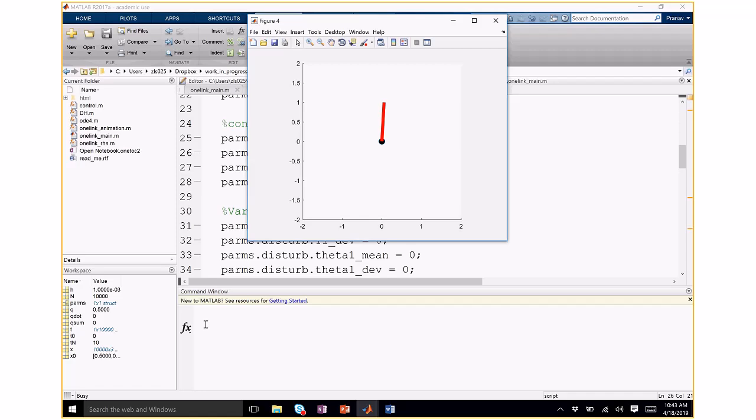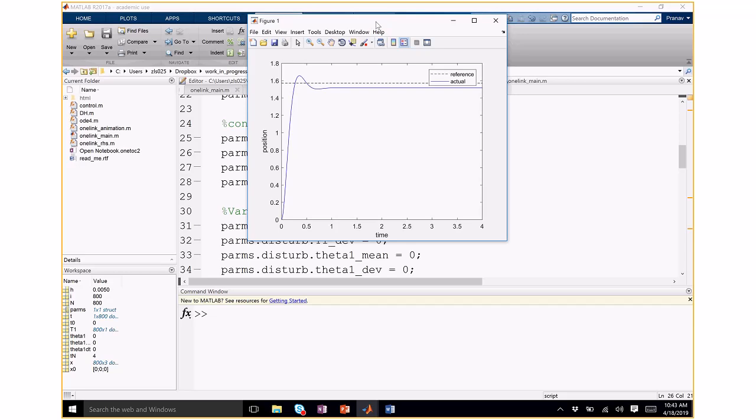Okay, it's still simulating. Okay, done. This is figure 4. Let's close that. This is the position. You can see the error. So I'm trying to go to pi divided by 2. There's an overshoot and there's an error. This is the steady state error which I do not like. And it comes because the disturbance torque is 5.